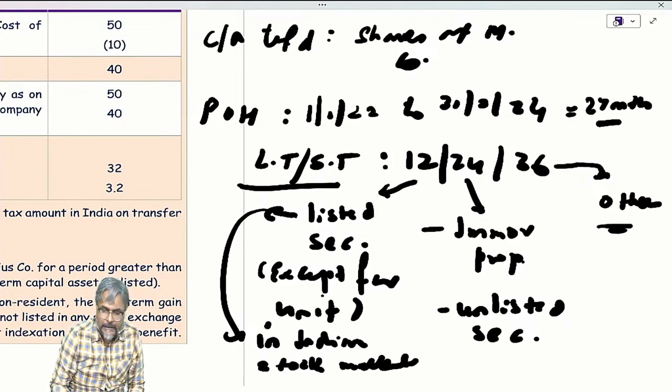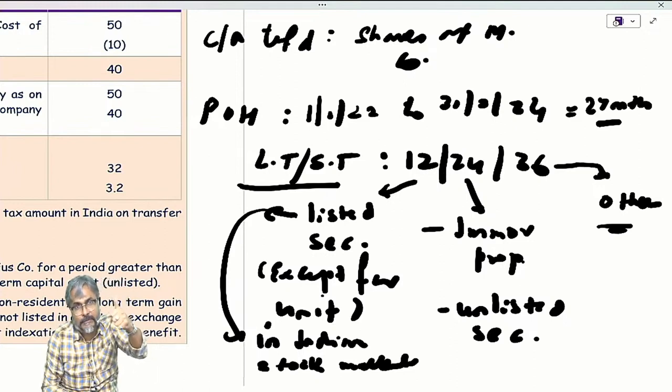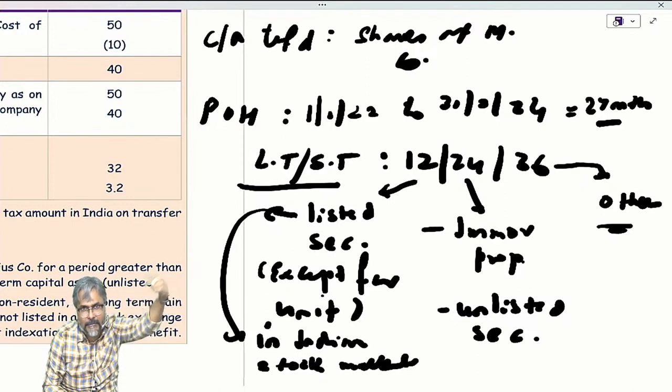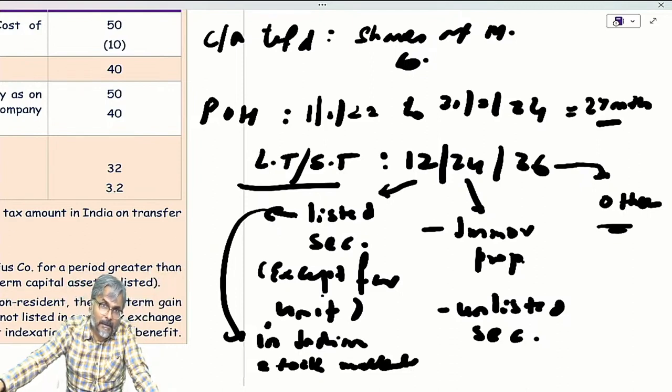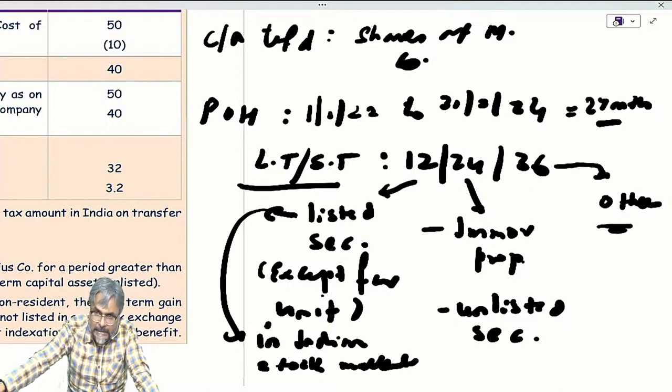So one thing is very much sure for all of you. So far as this asset is concerned, it is an unlisted security. The capital asset that you have transferred, for which we are supposed to calculate the capital gain, is the shares of the Mauritius company. That is unlisted so far as India is concerned. It may be listed in a Mauritius stock exchange, but that has no relevance. We are supposed to see whether it is listed in the Indian stock exchange, and if the answer is no, we say that 24 months is the period of holding we have to consider.